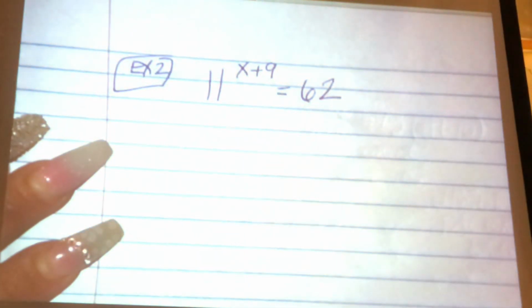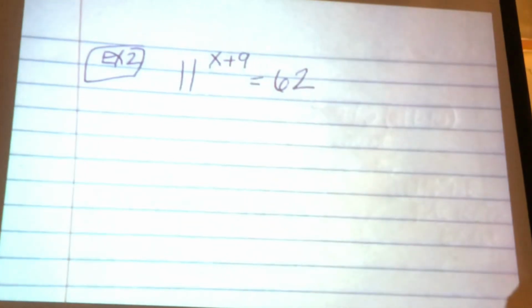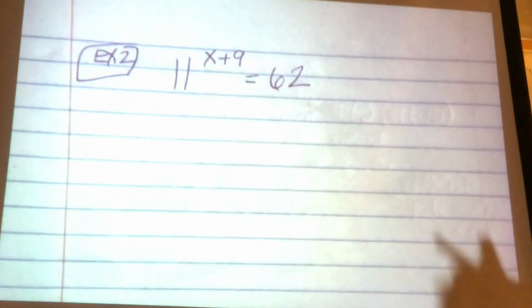11 to the x plus 9 equals 62. How do I solve for an exponent? What am I going to need to use? Log. So what should I do? Log base what? It has to be base 11. Why? We want that one-to-one situation to happen, right? Very good. So I want the log base 11 of both sides.